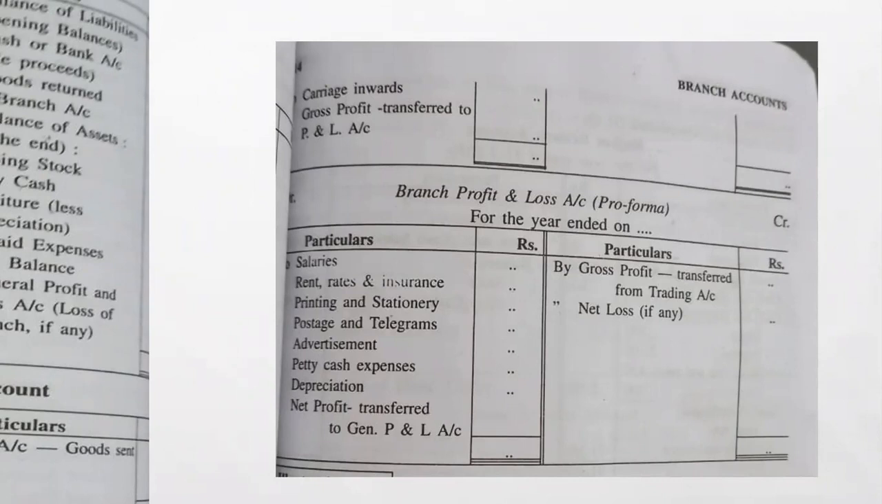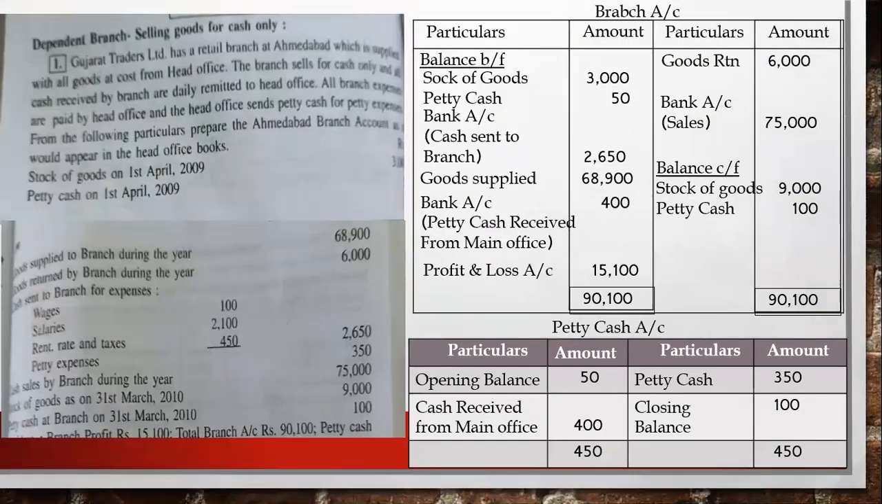So this is the pro forma of the branch accounts. Now let's start with the first example, first sum. Here we have to make just a branch account, and this branch is a dependent branch and it is selling goods for cash only, meaning cash sales only. So here we have the information of Gujarat Traders.